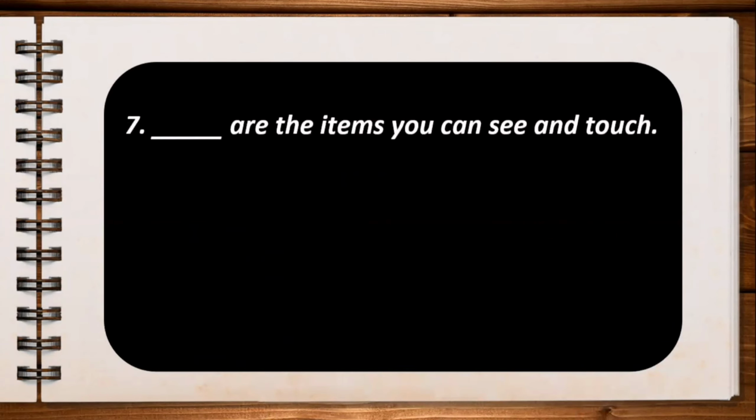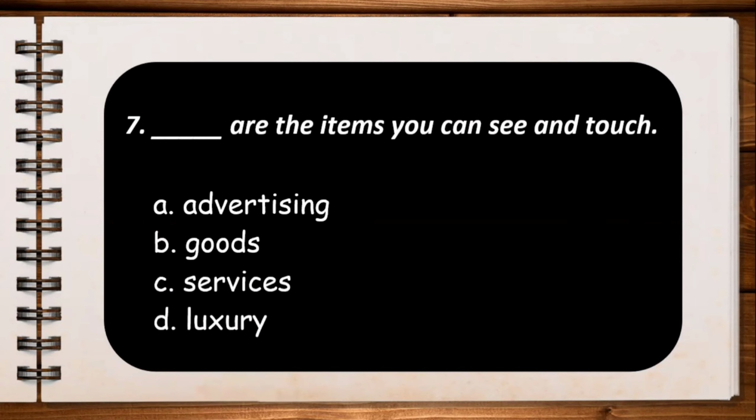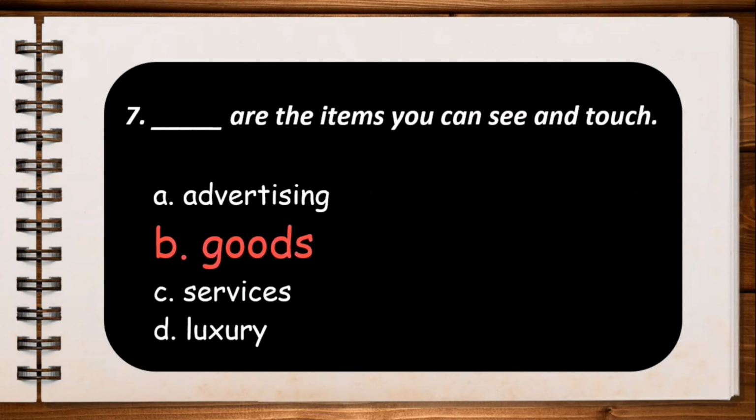Number 7. Blank are the items you can see and touch. What do you call those things that we can see and we can touch? Advertising, goods, services, or luxury? The answer is letter B, goods. Goods are the items you can see and touch. Don't forget.